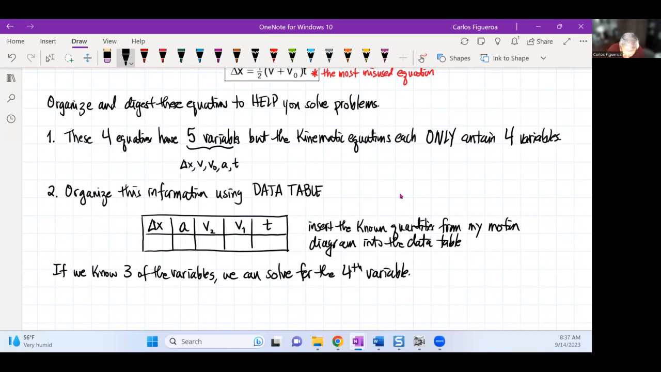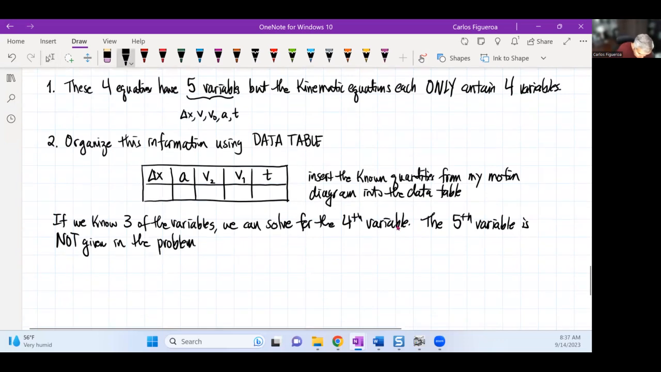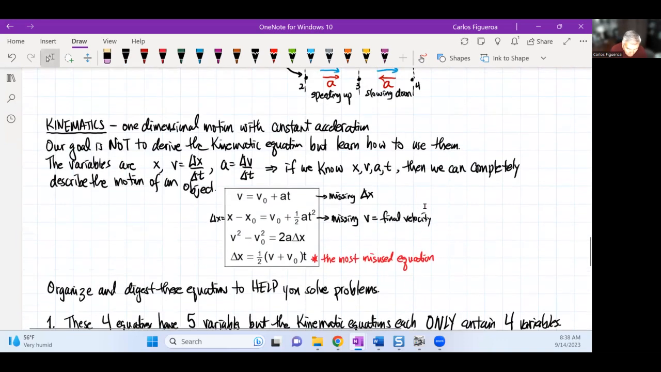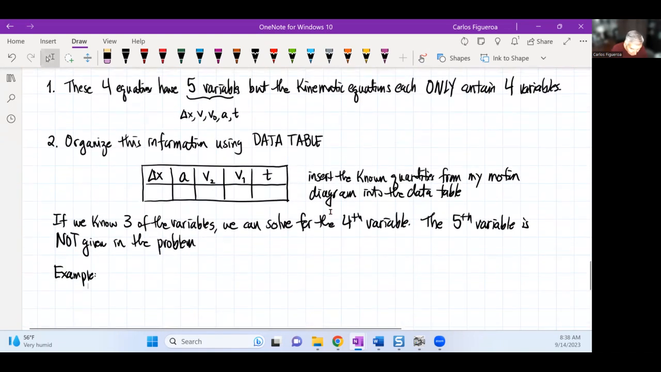And what you're going to find here is that the 5th variable is not given in the problem. So as an example, let's look at the first equation. The first equation reads V equals V naught plus AT. So let's go look at that. If I have V2 equals V1 plus AT, I would then set up my table something like this.